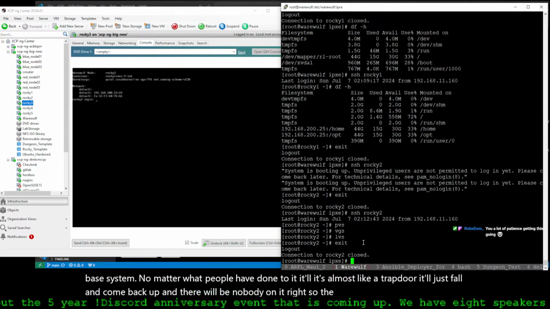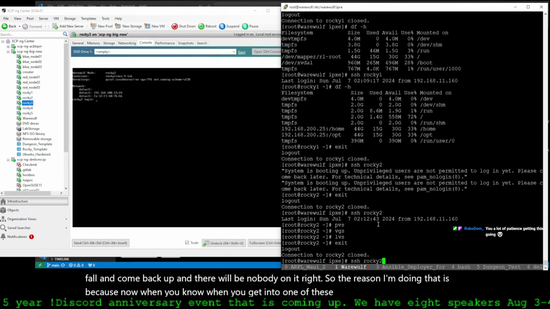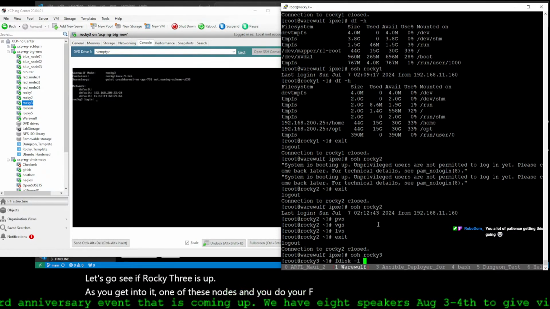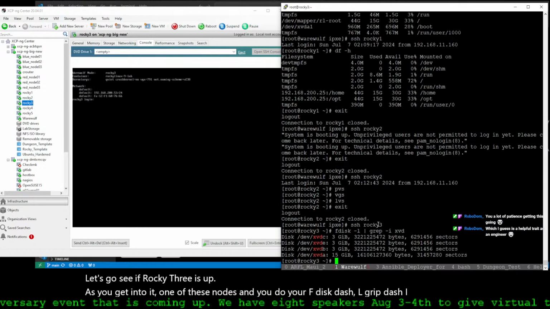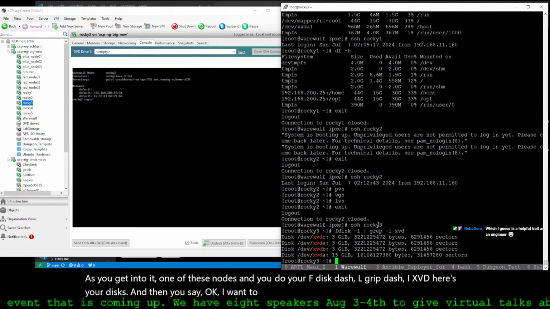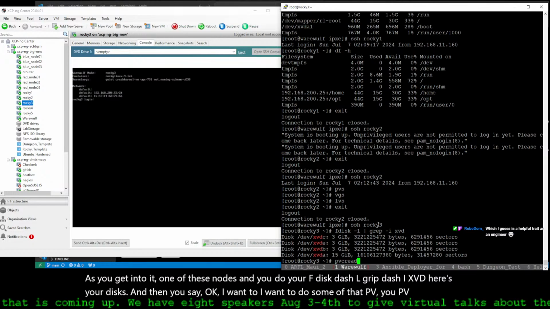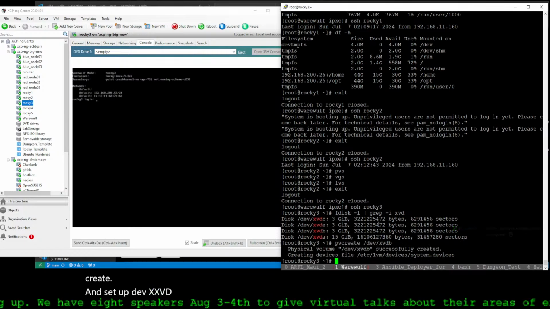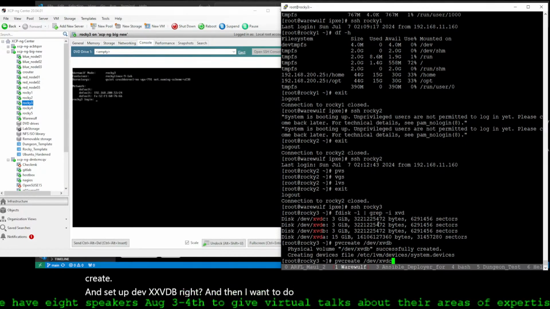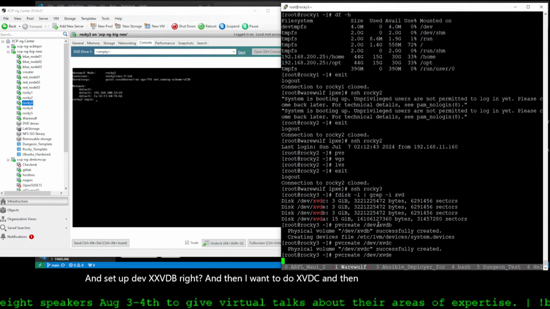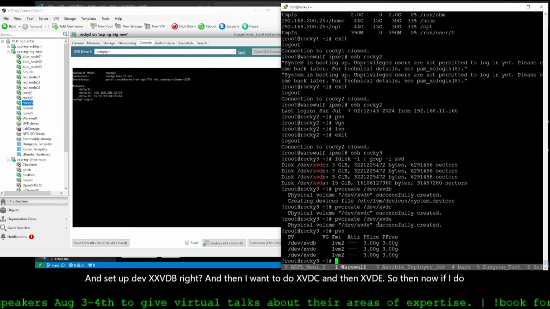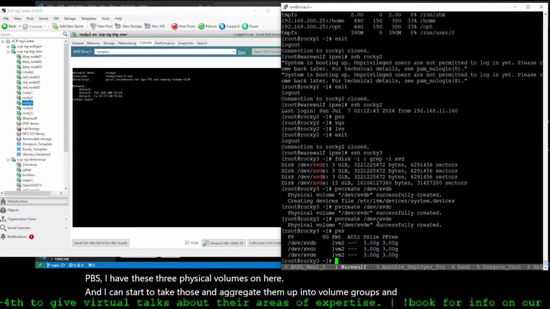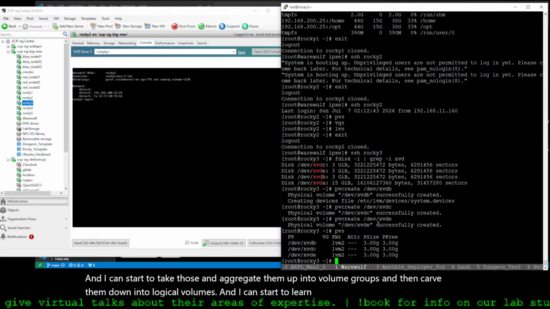So the reason I'm doing that is because now when you get into one of these nodes, let's go see if Rocky 3 is up. Yeah, as you get into one of these nodes and you do your fdisk -l | grep -i xvd, here's your disks, and then you say, okay, I want to do some of that pvcreate and set up /dev/xvdb, right? And then I want to do xvdc and then xvde. So now if I do PVS, I have these 3 physical volumes on here, and I can start to take those and aggregate them up into volume groups and then carve them down into logical volumes, and I can start to learn how logical volume management works if I don't know.